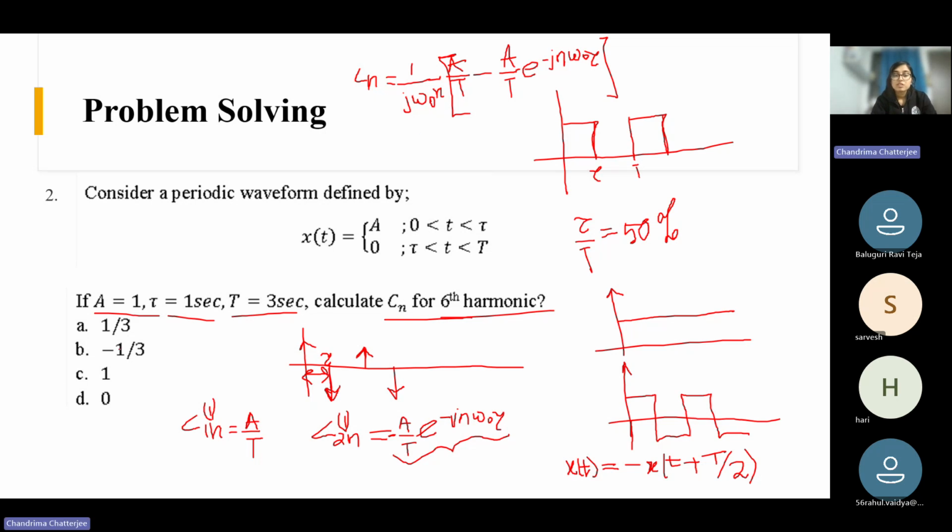We know all the values: A, tau, capital T. And omega naught you can write as 2 pi by T. Usually you will see that in the expressions we manipulate and simplify it to make it sinc functions. If you can't remember all those expressions, just remember the basic form till this point. You don't have to always convert it to a sinc function. Just compute till this point, and this way also you can find the values. So can you tell what will be the sixth harmonic value? Put n equal to 6, replace omega naught by 2 pi by T, and find the magnitude for the sixth harmonic. Can you compute and tell?